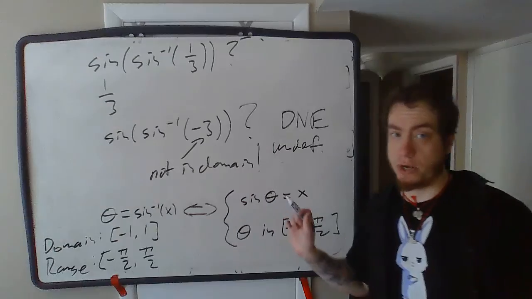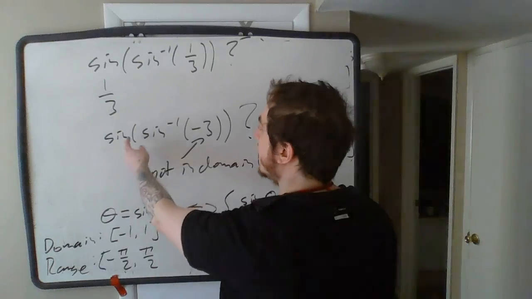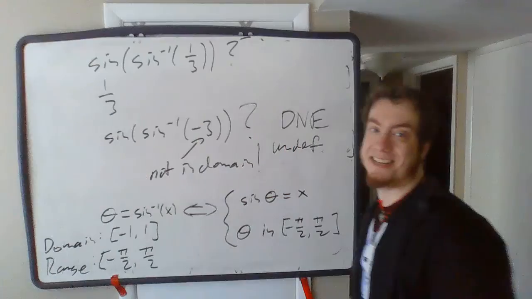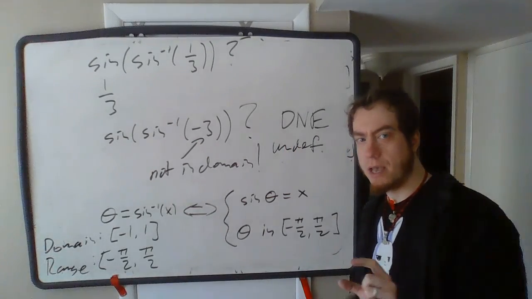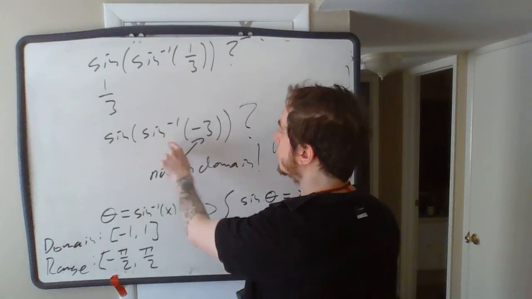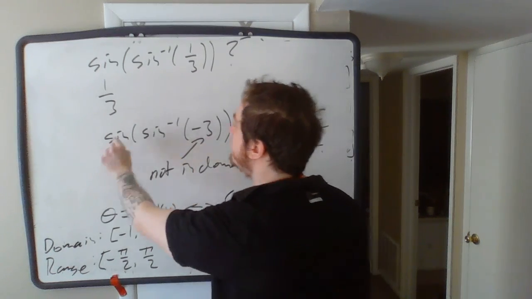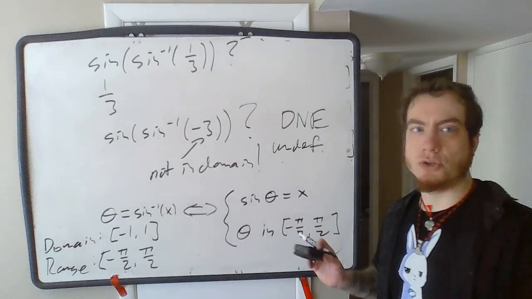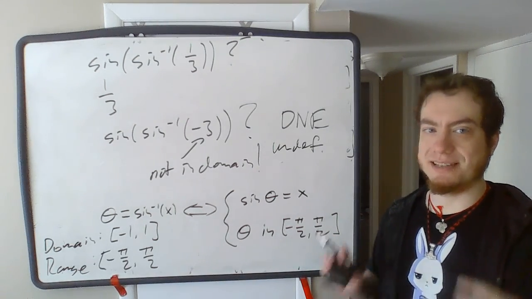So you've got to be careful here. You can't just look and say, oh, it's a function of an inverse function, they cancel and leave me with what's inside. You have to be able to feed that -3 through the inverse sine and then back through sine. You can't do that in this case, so they don't just cancel. They give you something that's undefined.